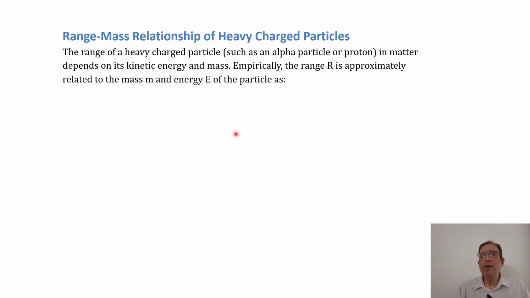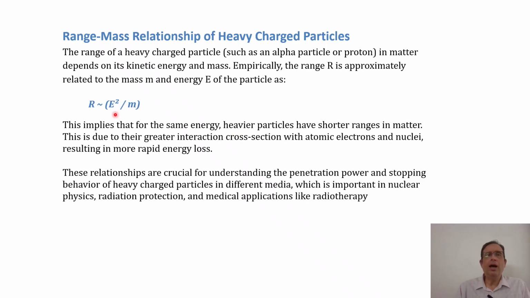Similarly, we can have a range mass relationship of heavy charged particles. The range of a heavy charged particle such as an alpha particle or proton in matter depends on its kinetic energy and mass. It is given by this formula: range is proportional to the kinetic energy square divided by the mass. So for the same energy, if the charged particles or radiations are heavier, then the range is smaller. Simply, it is inversely dependent upon the mass of the heavier ion.